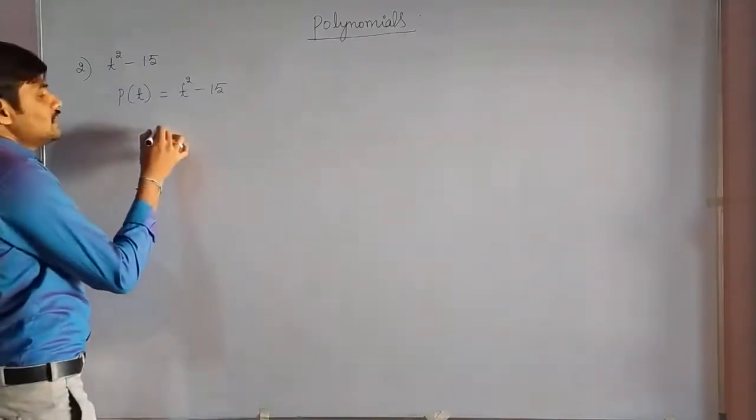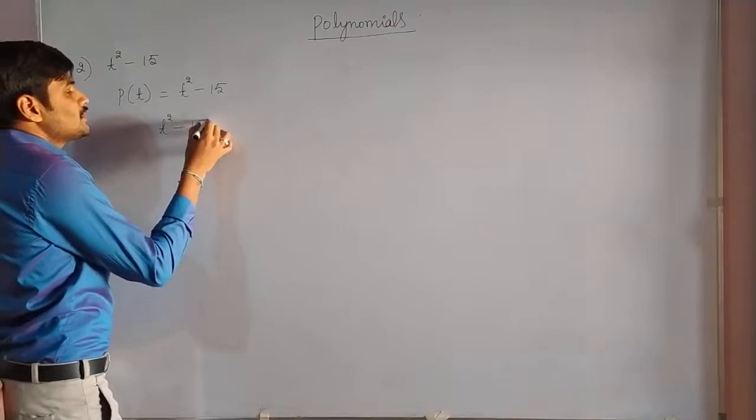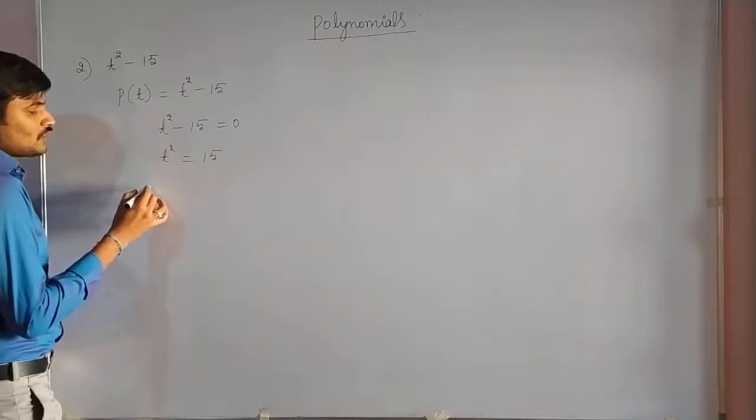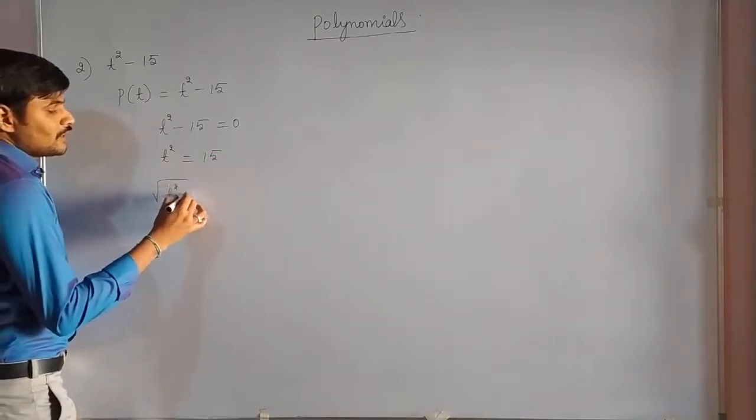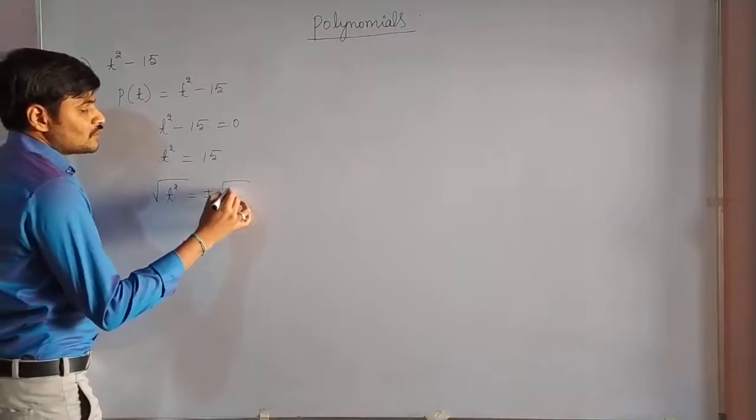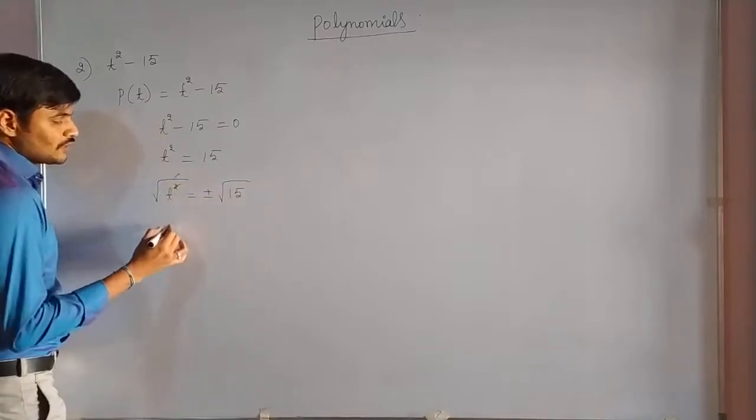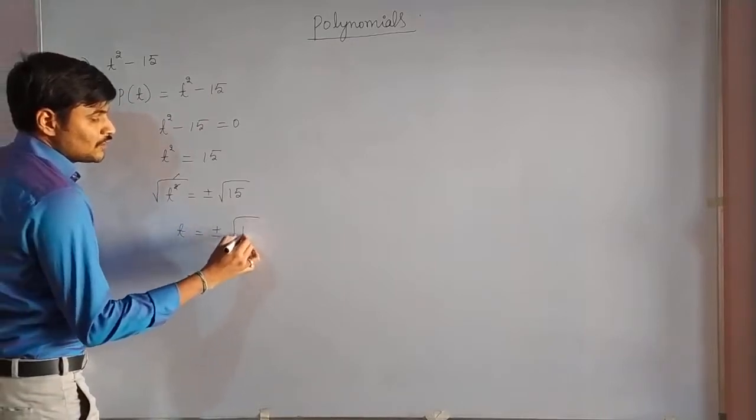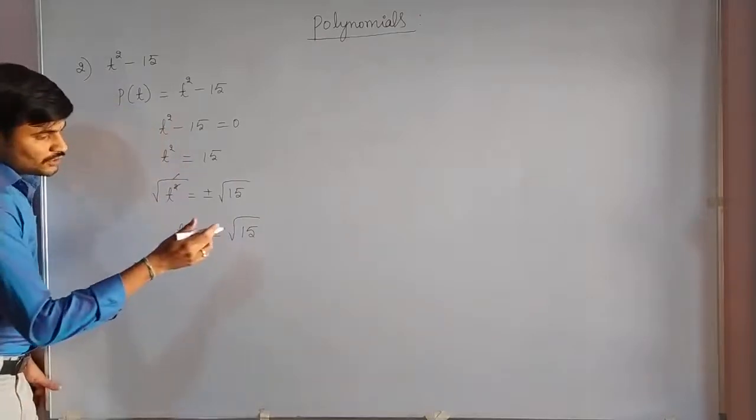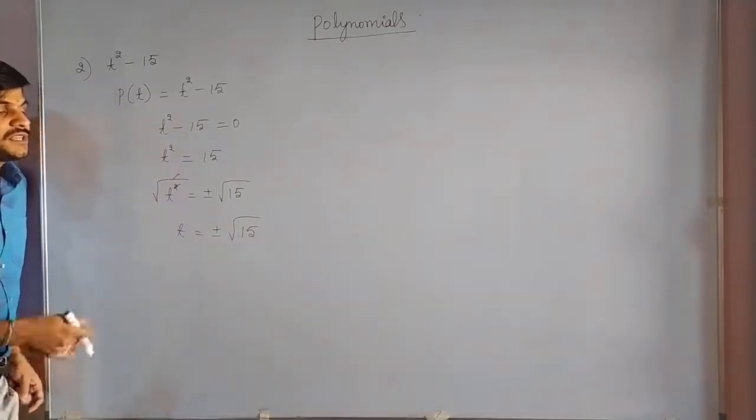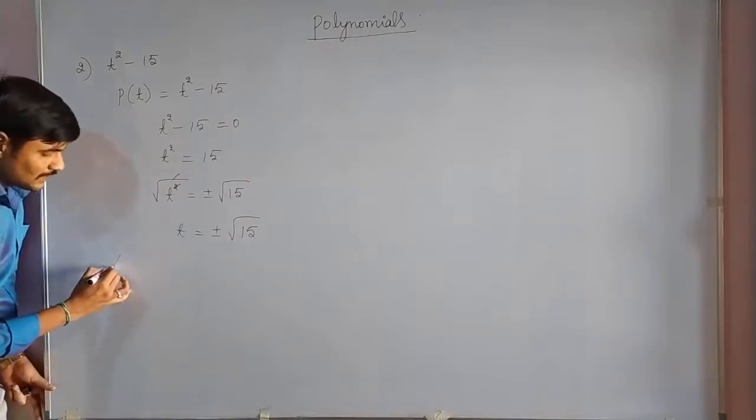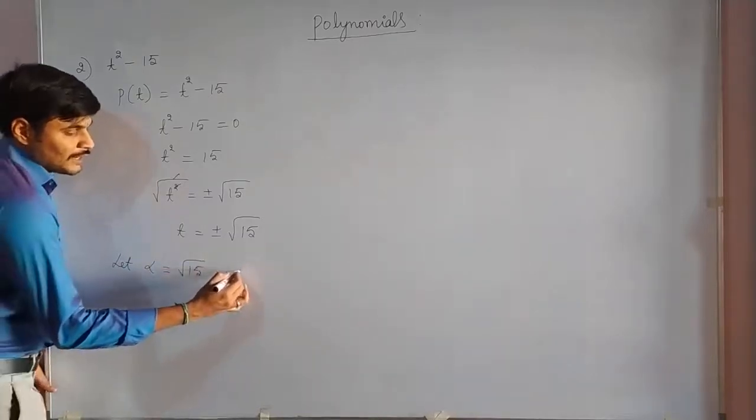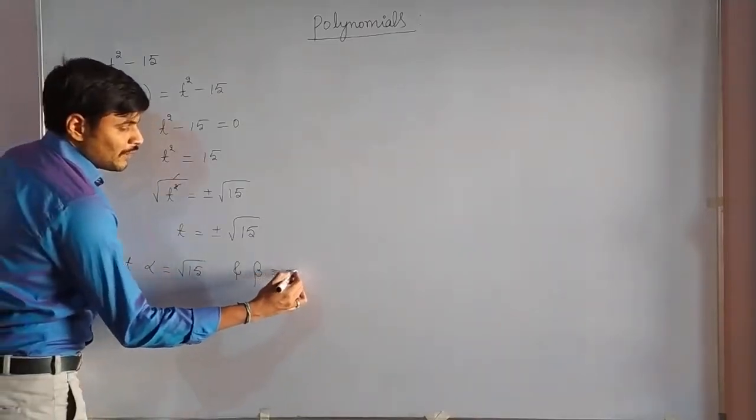Now here t square minus 15 is equal to 0, then t square is equal to 15. Taking the square root on both sides, it will become plus or minus root 15. The square and root cancel, so t is equal to plus or minus root 15. Now two zeros you got, one is plus root 15, another one is minus root 15. Let alpha be plus root 15 and beta be minus root 15.